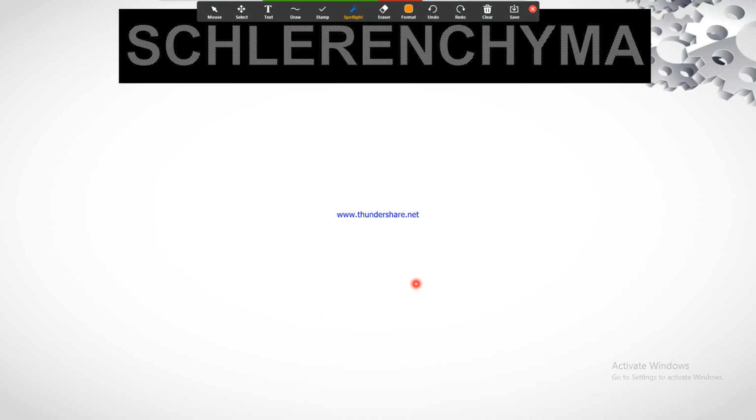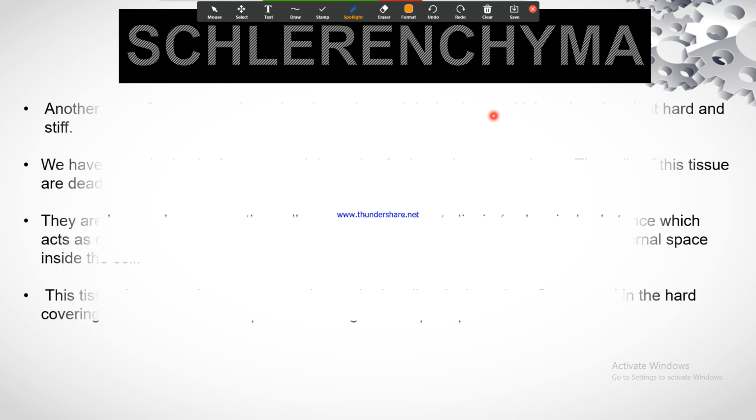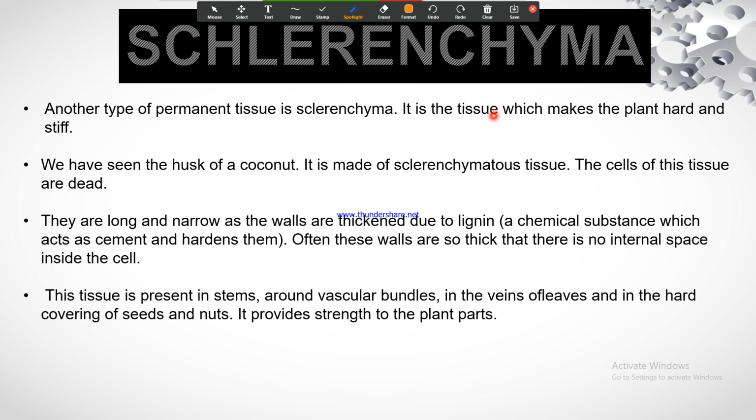Coming to the next simple permanent tissue, that is known as sclerenchyma. Try to pronounce it, sclerenchyma. This is another simple permanent tissue. Sclerenchyma is not like parenchyma or collenchyma. Sclerenchyma is dead tissue, made up of dead cells, and their main function is giving utmost protection and support to the plant body. Okay, these are the characteristics of sclerenchyma. This is another type of permanent tissue.